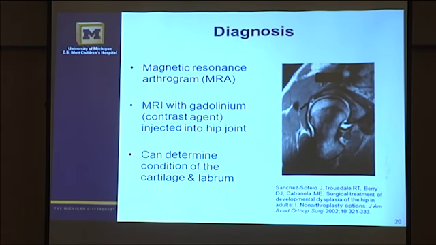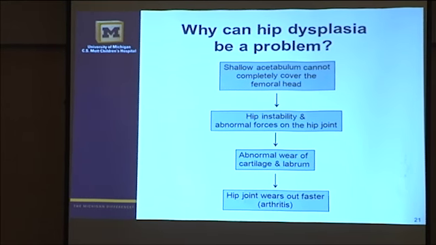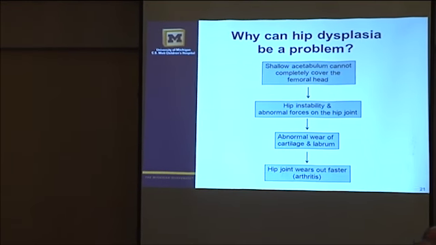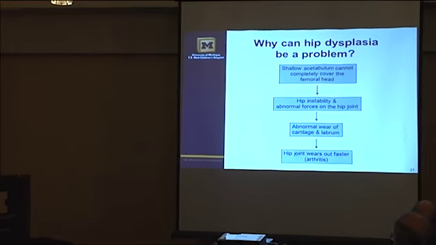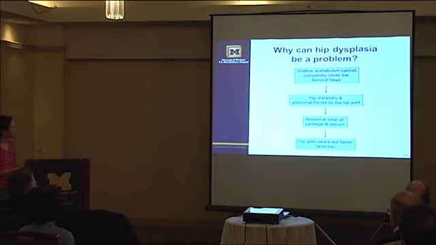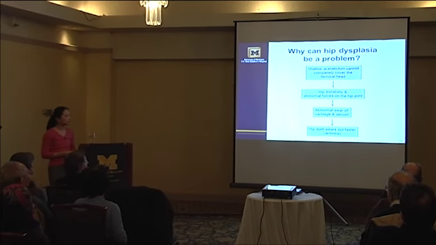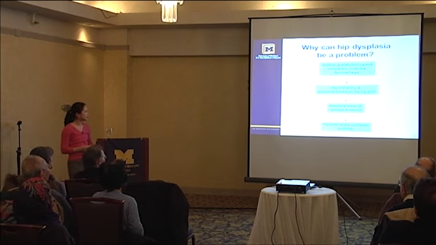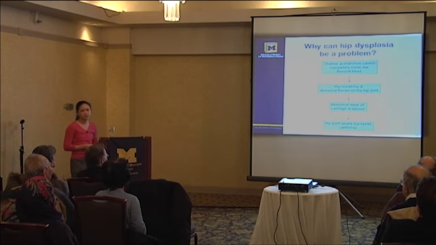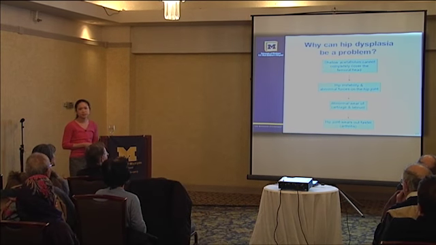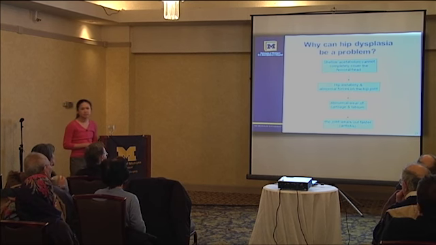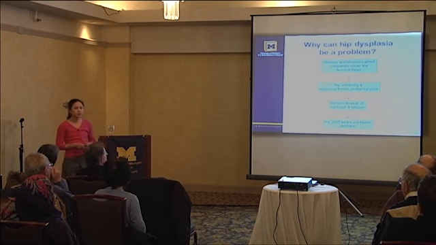So why can hip dysplasia be a problem? A shallow acetabulum cannot completely cover the femoral head, which can lead to hip instability and abnormal forces on the hip joint, which in turn can lead to abnormal wear of cartilage in the labrum and can cause the hip joint to wear out faster, meaning the development of arthritis. Hip dysplasia is actually one of the most common causes of arthritis in the young adult.